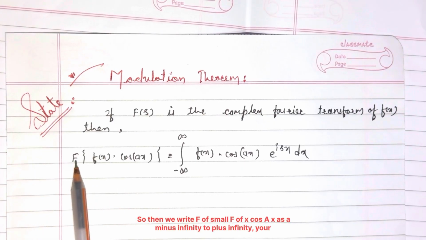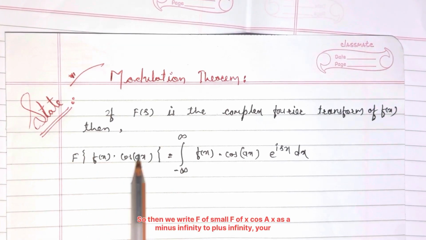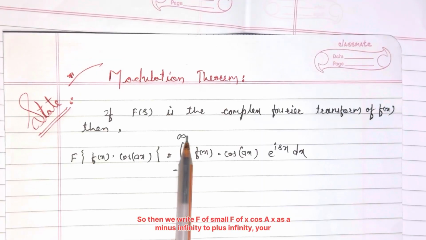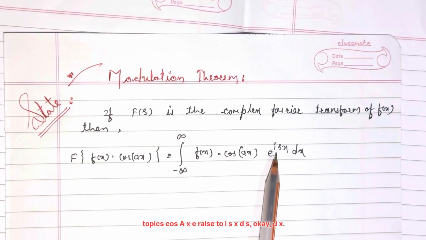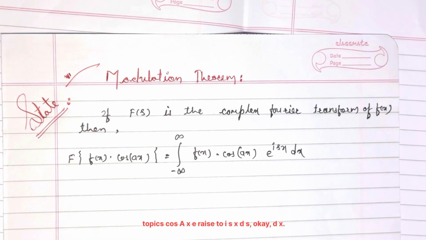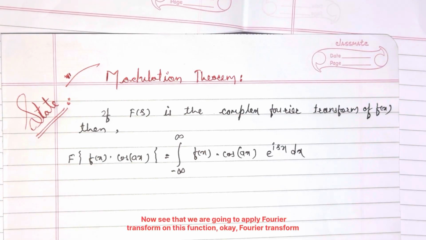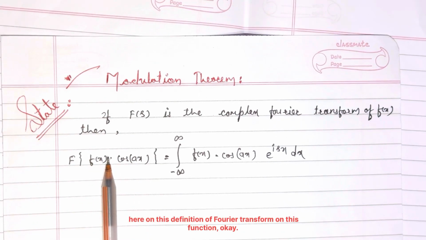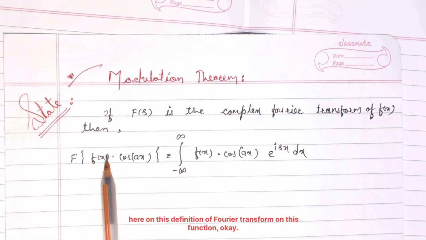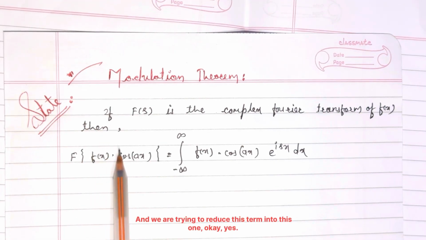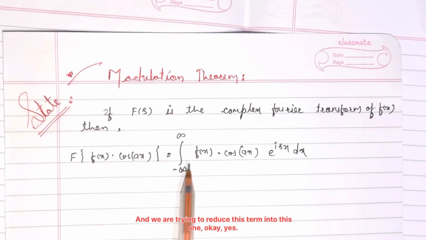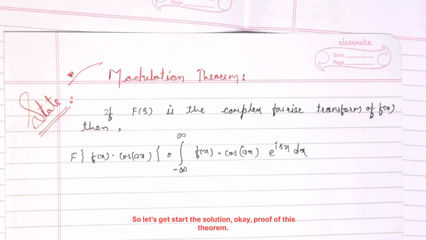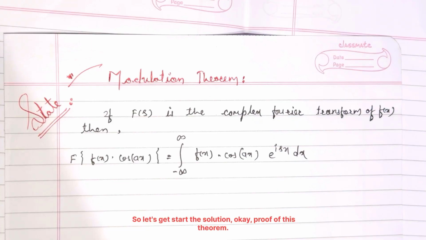So we write the Fourier transform of f of x cos ax as the integral from minus infinity to plus infinity of f of x cos ax e raised to isx dx. Now we are going to apply the definition of the Fourier transform on this function and try to reduce this term into this one. So let's start the solution, the proof of this theorem.